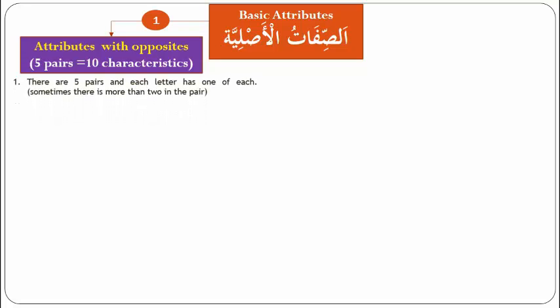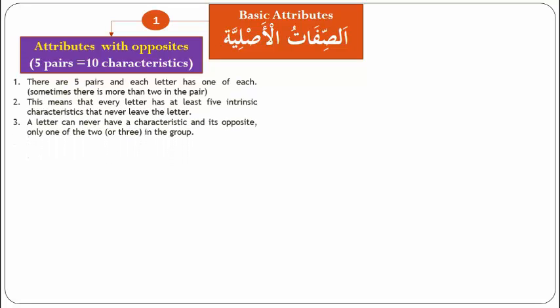There are 5 pairs and each letter has one of each of the attributes. So each letter therefore would have 5 attributes. This means that every letter has at least 5 intrinsic characteristics that never leave the letter. A letter can never have a characteristic and its opposite. It must only have one of the 2 or 3 in the group.